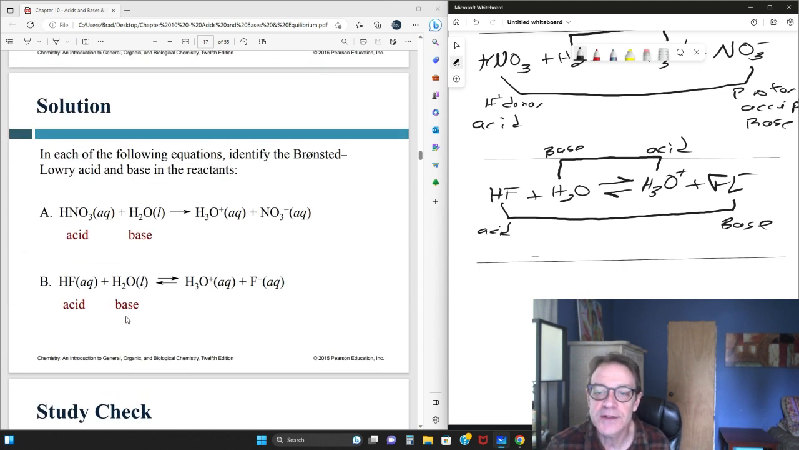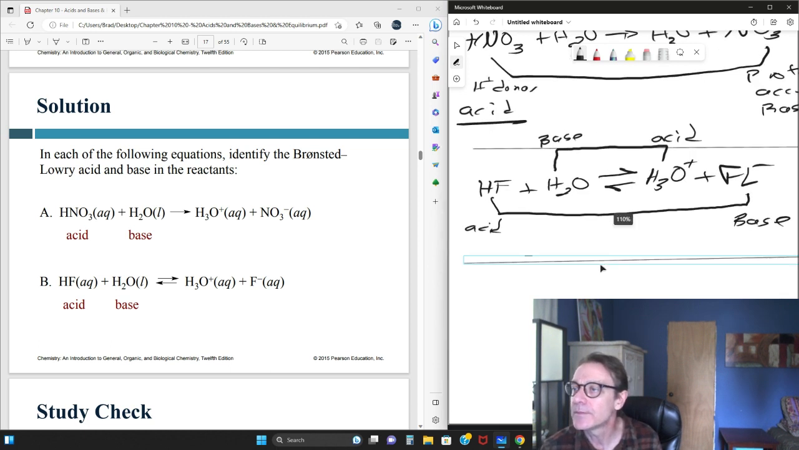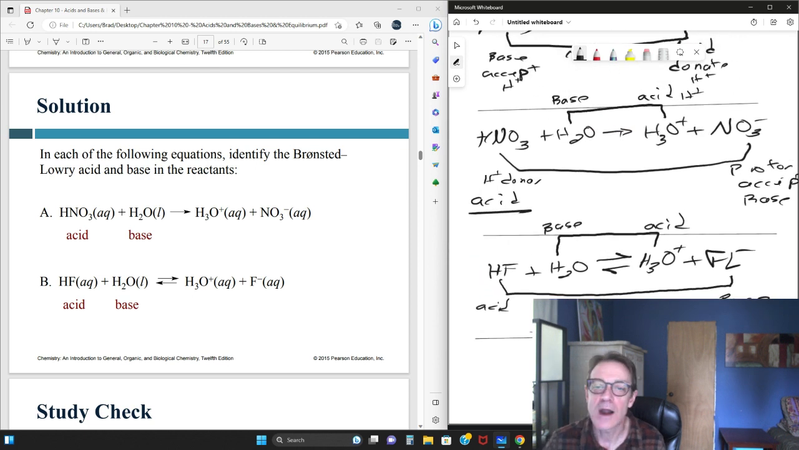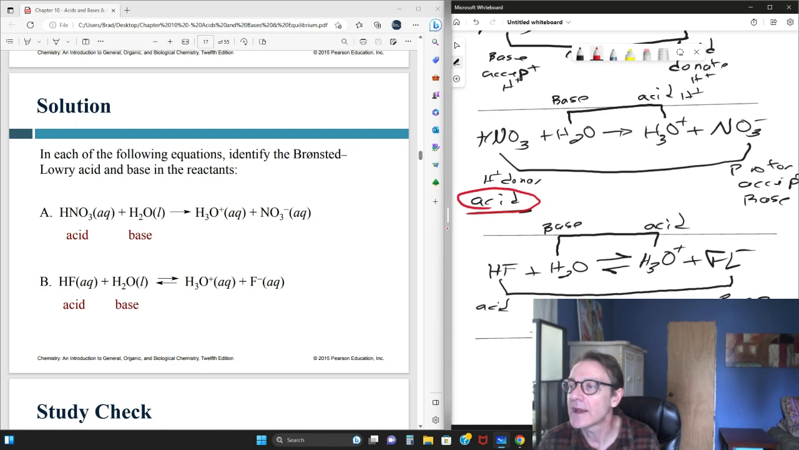Okay, so something like this might be asked: in each of the following equations, identify the Bronsted-Lowry acid and base. On the left side, as we identified, HNO3 is our acid right here and our base right here. And then we also had our Bronsted-Lowry acid here and our Bronsted-Lowry base over here. And then we also took the extra step and identified their conjugate acids and bases as well.